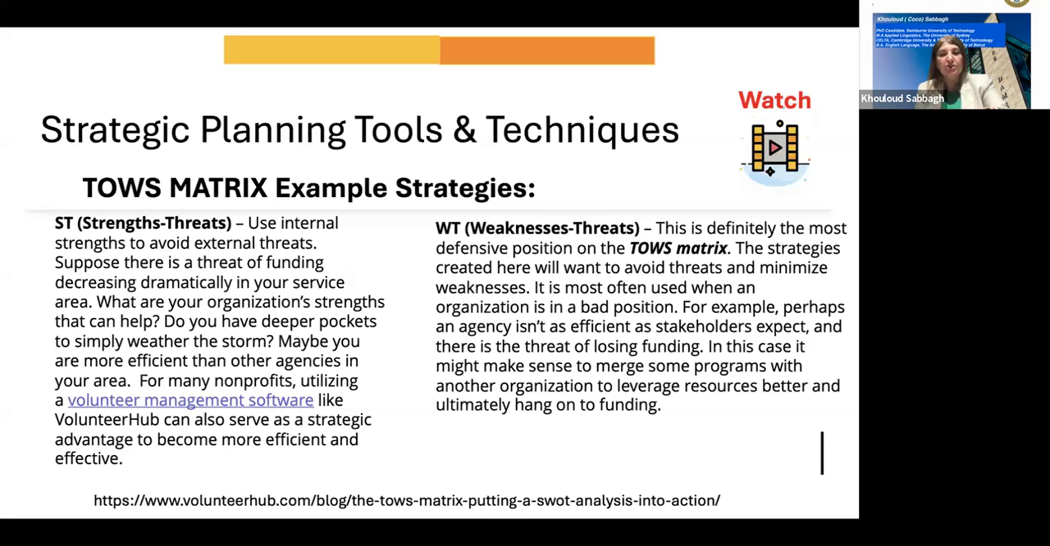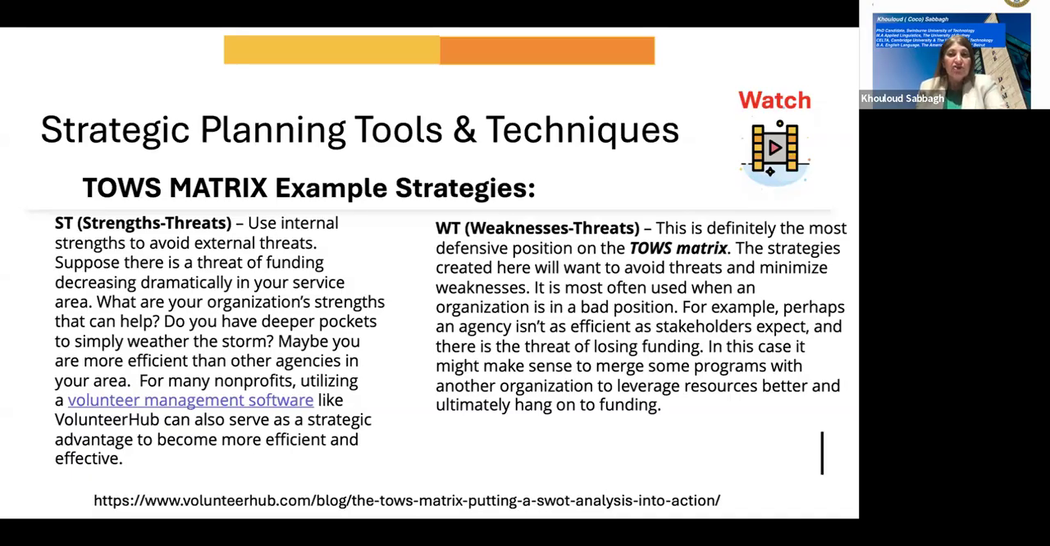It's where the company is no more in attack mode, it's in defense mode. It's trying to survive. The strategies that you create here, you will want to avoid the threats and minimize the weaknesses, okay? So you need to think of strategies. It's most often used when the organization is in a really bad position. I think this happens when the organization's really lost inside and outside, right?